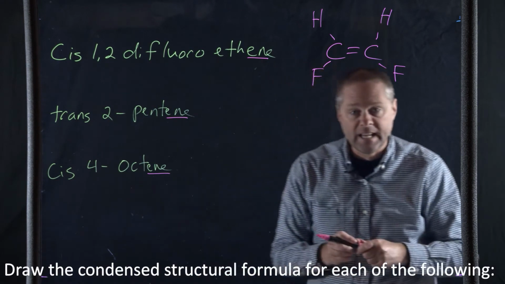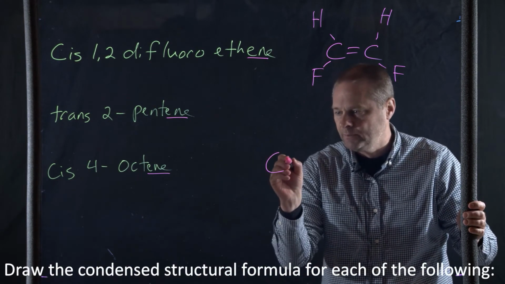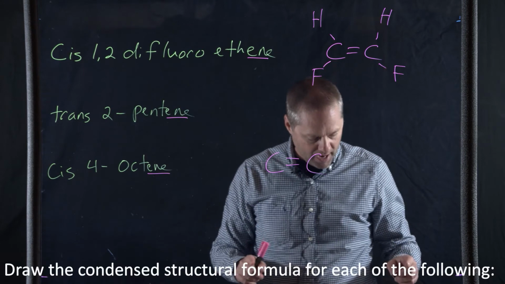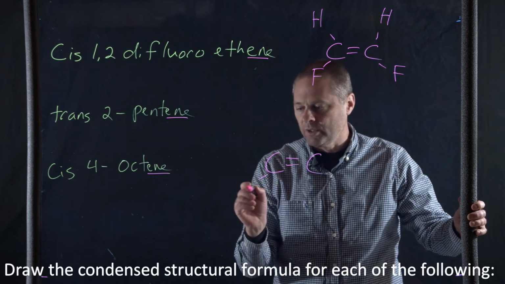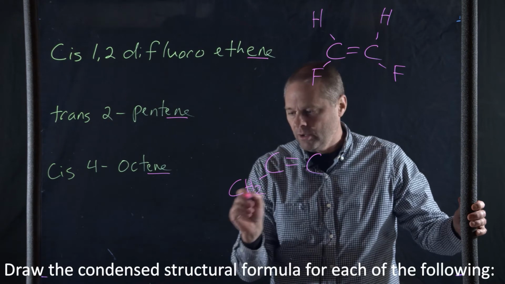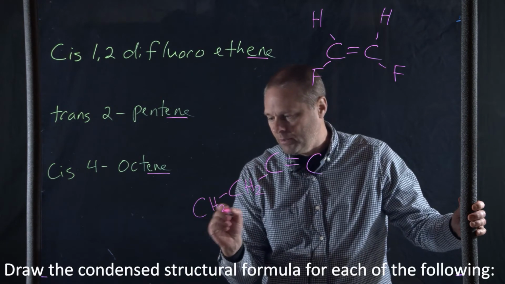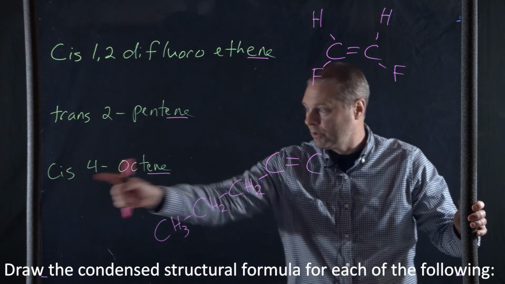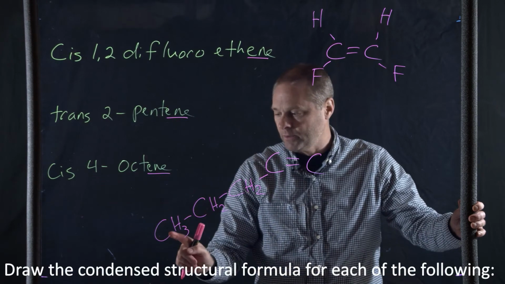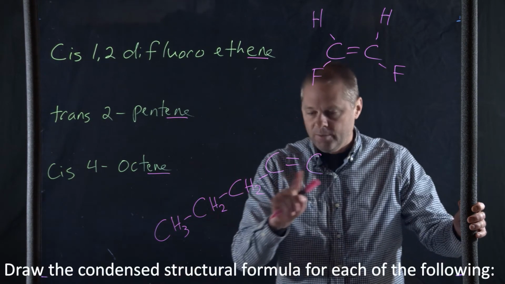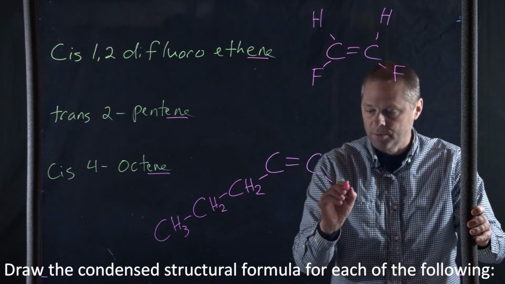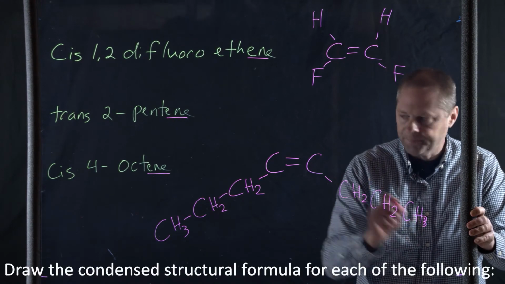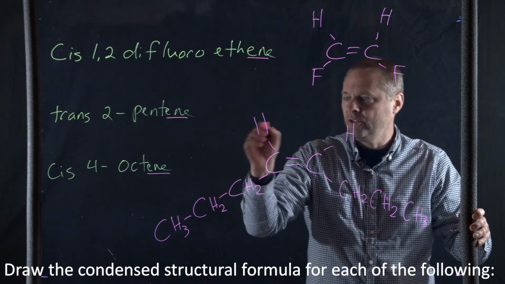So here we have octene, so we know we're going to have to deal with 8 carbons. But for right now, I'm just going to start with the double bond. The double bond is going to occur on the 4th carbon. So this is going to be carbon 3, carbon 2, and then carbon 1. So 1, 2, 3, 4. 5. Now we're still missing 3 carbons. So it's going to be CH2, CH2, CH3. I have a hydrogen here and a hydrogen here.